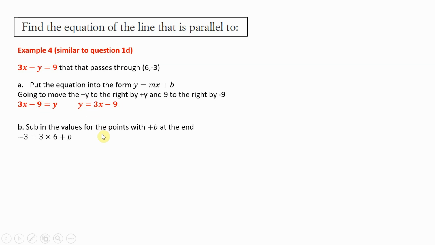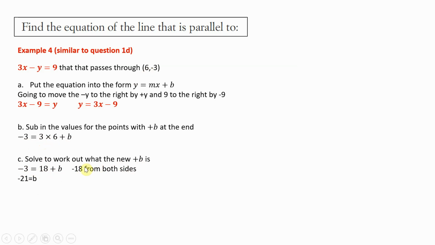Now we're subbing the values from our point. Here's our point. So instead of y equals 3x minus 9, we've got minus 3 equals. And instead of 3x, we've got 3 times 6, because x is 6. Minus 3 equals 3 times 6 plus b. All right, let's see what the new plus b is. Well, 6 times 3 is 18. Minus 3 equals 18 plus b.